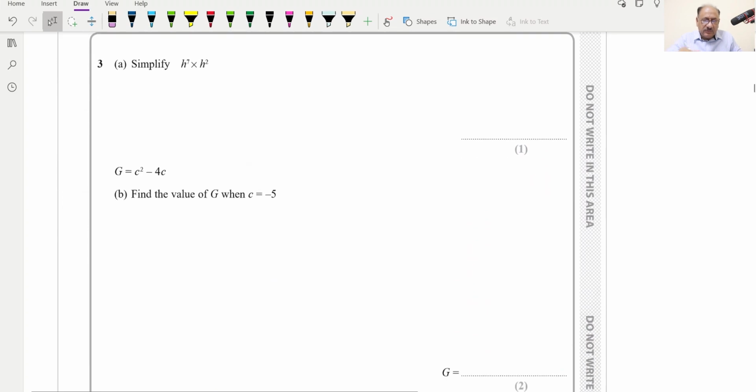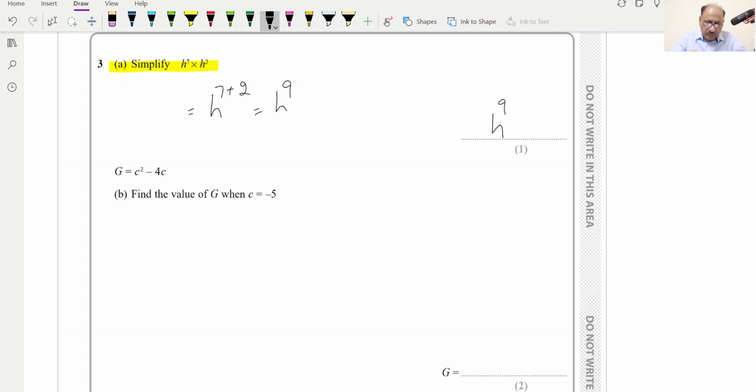Then question number 3 says simplify this expression. We know that if bases are the same and they are being multiplied, their powers will be added. So we can write this as h raised to the power 7 plus 2, which is equal to h raised to the power 9, and h to the power 9 will be our final answer.